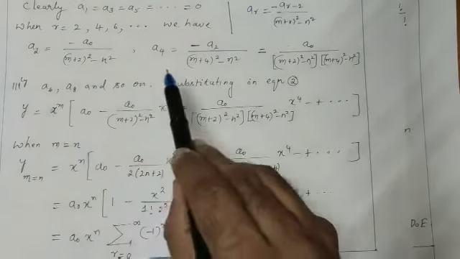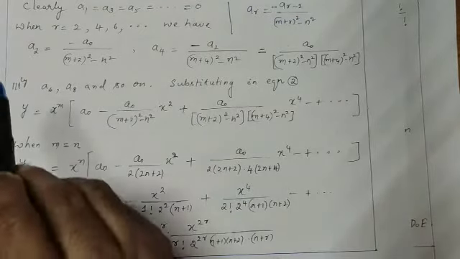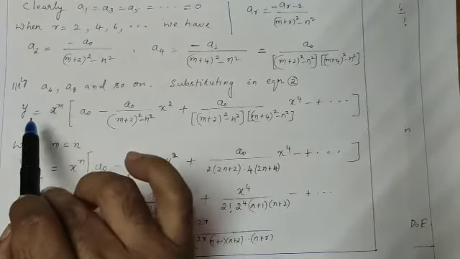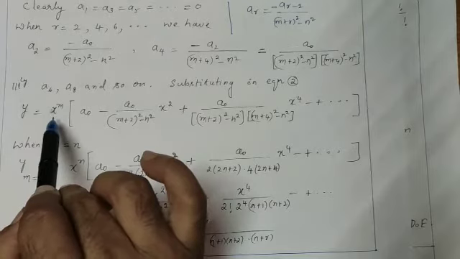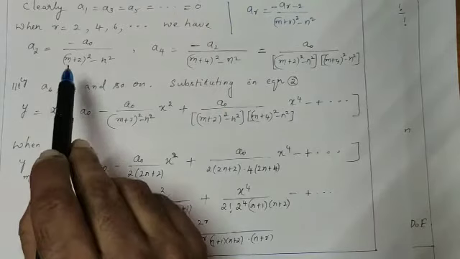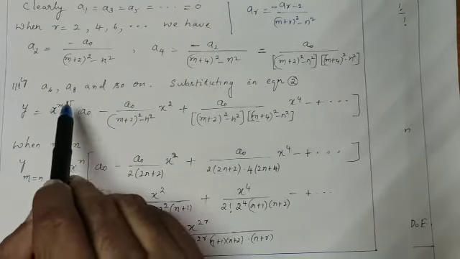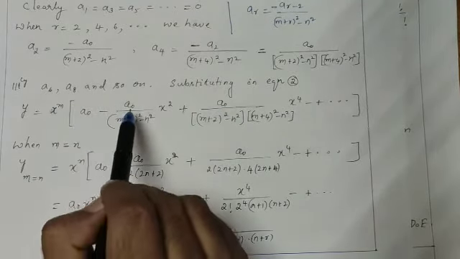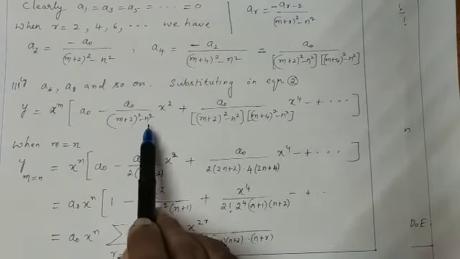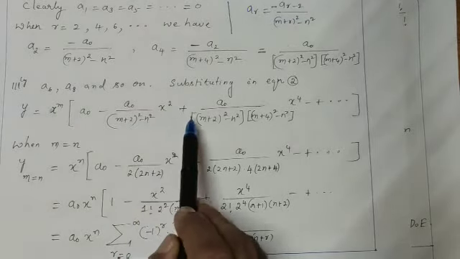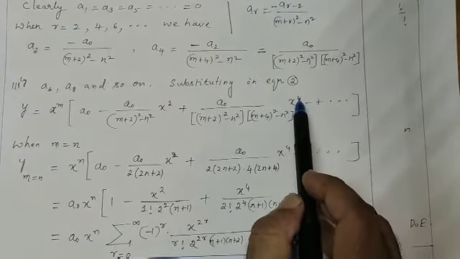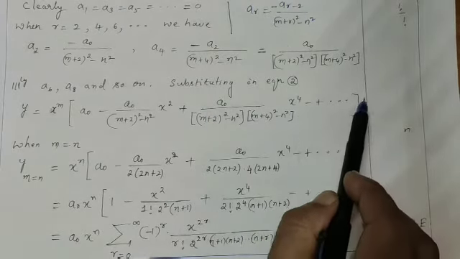Now I will substitute all these coefficients in equation number 1. You know that equation number 1 is x power m times a0 plus a1 x plus a2 x square plus etc. So if you do the substitution, x power m times a0, a1 is 0, a2 is minus a0 by (m plus 2) whole square minus n square into x square, plus a4 x power 4. So like this it will continue.